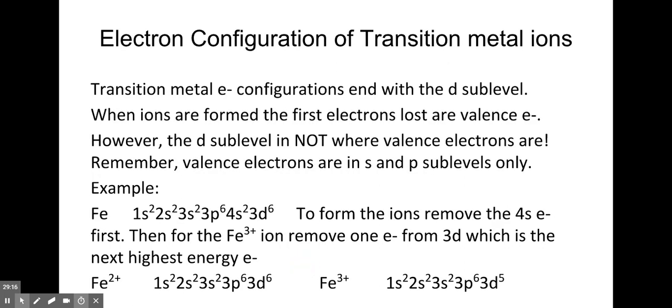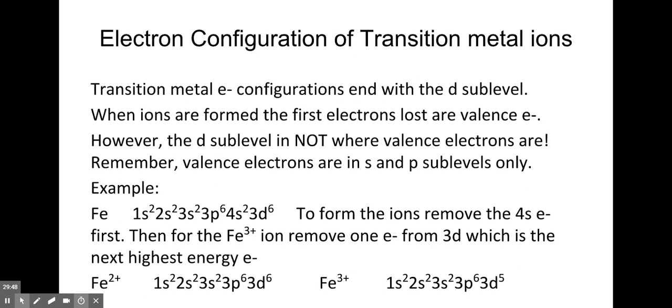Now, another type of ion that you may be asked to draw or write an electron configuration for is a transition metal. And these are a little bit trickier because remember, when you are writing the electron configuration for an ion, you are adding or removing valence electrons, and valence electrons are always in the s and the p sublevels. But for transition metals, their electron configurations don't end in s and p like oxygen and sodium did.